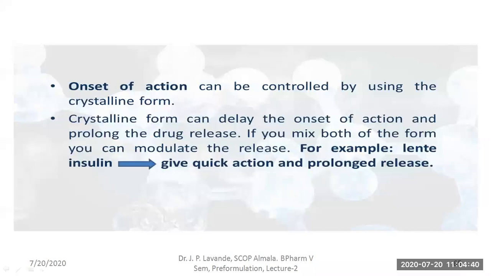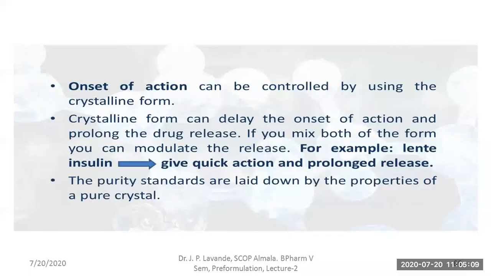This is because it is the combination of 30% of the amorphous form of the semi-lente solution and 70% crystalline form of the ultra-lente insulin. The 70% crystalline form of ultra-lente insulin is responsible for the prolonged duration of action, whereas the 30% of the semi-lente amorphous form of the insulin is responsible for giving the quick onset of action. The purity standards are laid down by the properties of a pure crystal.